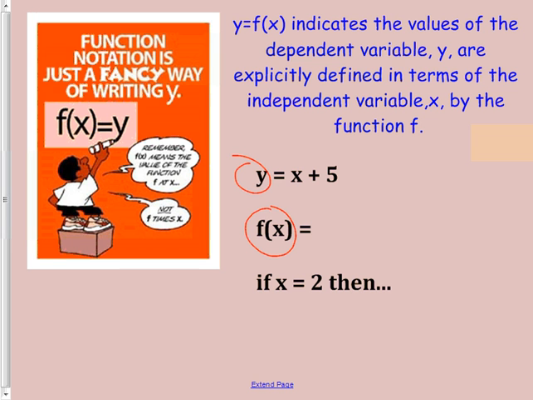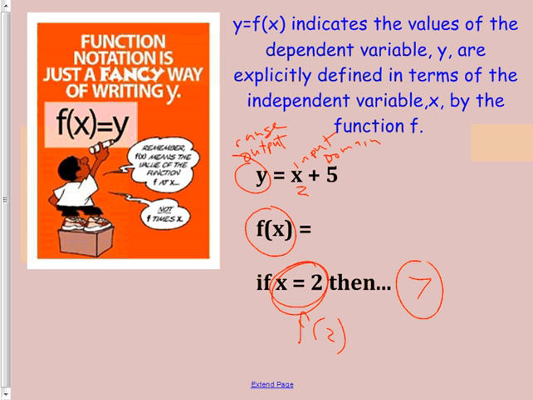X is always the input, and this is the output. X's are about your domain, y's are about your range. All right. And if they say x equals 2, then they're really asking you for f of 2. And then really they're asking you to stick in 2 for x. So if x is 2, we stick a 2 right there. And so the answer would be 2 plus 5 is 7.